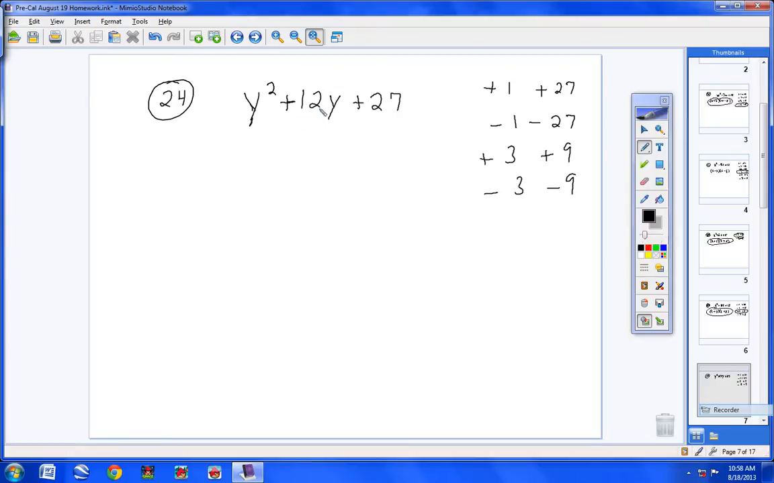Now, step 3 says pick one of these groups based on your middle term. Your middle term is positive 12y. One of these has to add up to a positive 12, or we can't factor it, which does happen sometimes. Okay, there it is. If you add a positive 3 and a positive 9, you will get a positive 12.